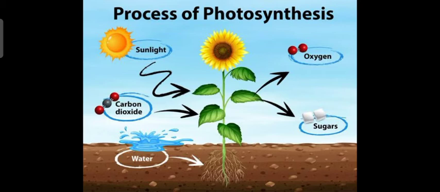Now we are going to learn about photosynthesis. Photosynthesis is a process by which a plant makes its food. Look at this word, there are two words, photo and synthesis. Photo means light and synthesis means put together. In this process, plants need four main components, and they are carbon dioxide, light, water and chlorophyll.